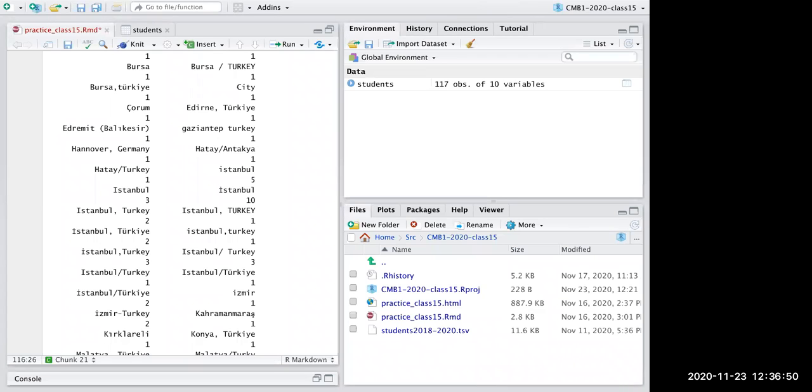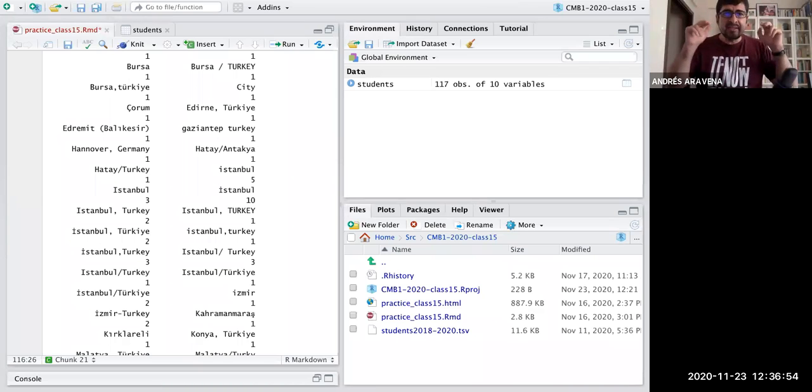Here I need to move my hand for this. The same answer is not the same because they are written in different ways. So exactly, you have Istanbul here with one I, with another I, and with another I. Then you have Istanbul, Turkey with comma, small letters, big letters, in Turkish, with a space, without a space. And that is not useful.